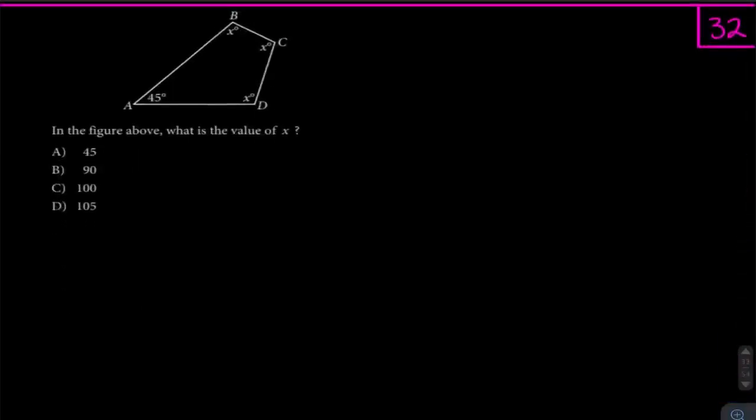So that's problem 31. Moving on to problem 32 here, it says in the figure above, what is the value of x? And well, here we have a four-sided figure, right? We have 1, 2, 3, 4 sides. And so it asks for the value of x. Now, we know that all the other angles that aren't 45 are the same angle, right?